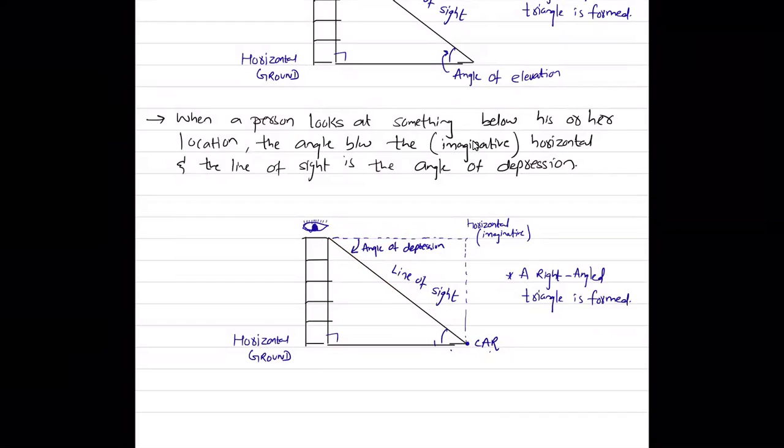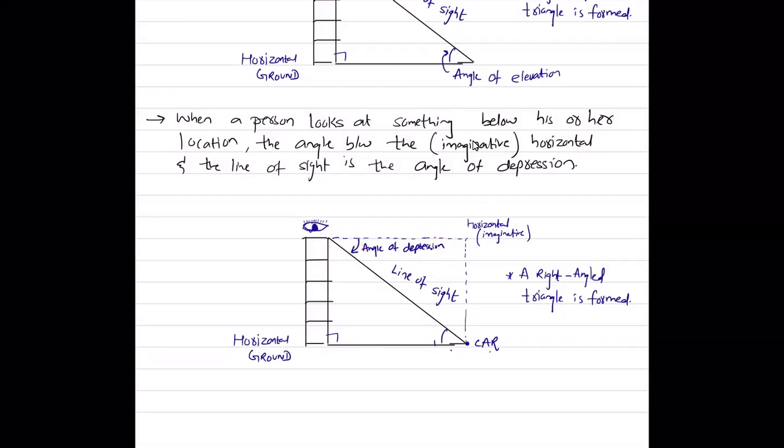Most students confuse the angle of depression and mark it wrong. They mark it over here. This is not the angle of depression. The angle of depression is the angle between the line of sight and the imaginary horizontal line. Again, you're going to get a right angle triangle.